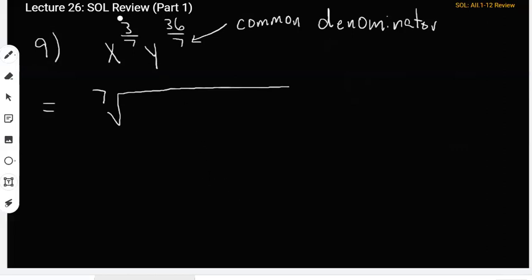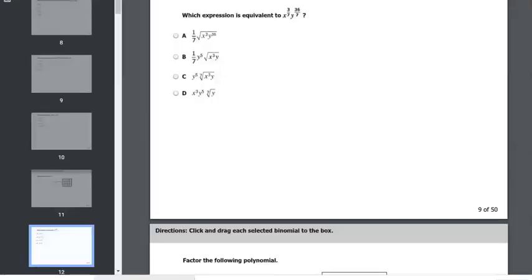Now the numerator of the fraction, the top, is going to become how many variables I'm going to have on the inside. Since the top has 3 x's, I'm going to put x cubed on the inside. And since the y has a 36 on top, I'm going to put y to the 36th power on the inside. So am I done? No, not yet.